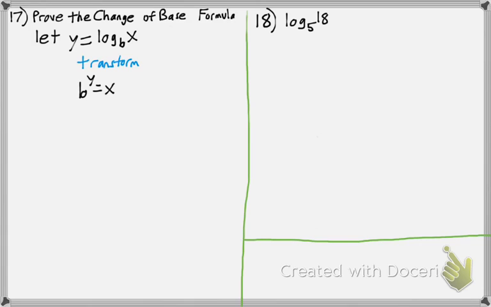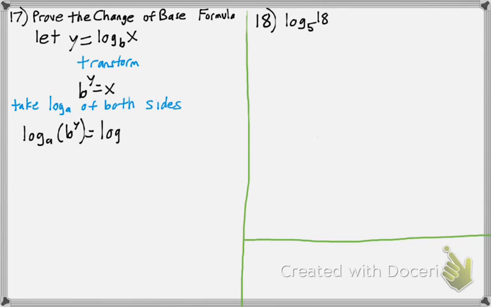So then our next step is to actually take the logarithm of both sides. So I want to take the log base a of both sides. So if I do that, this is going to be log base a of b to the y is equal to log base a of x.